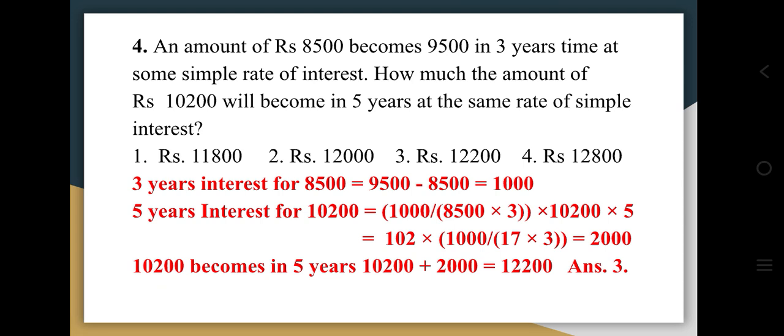You can verify that. So 5 years interest for 10,200 is 2000. So 10,200 becomes in 5 years 10,200 plus 2000, that is 12,200. So the answer is choice 3.